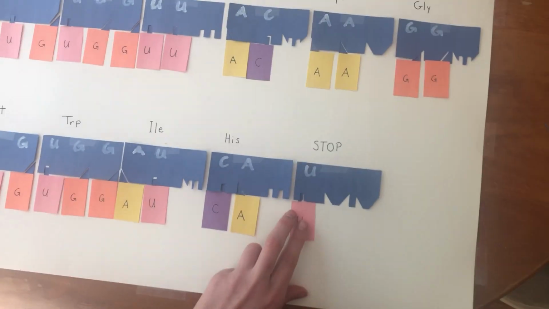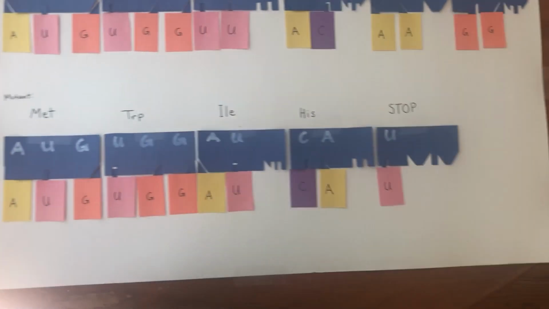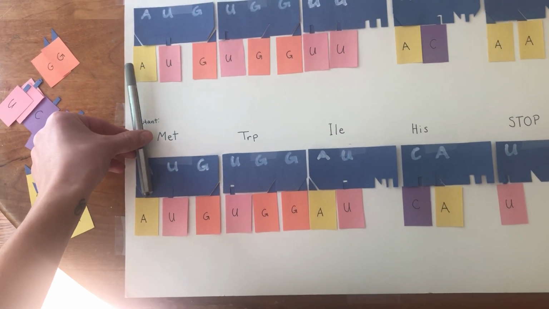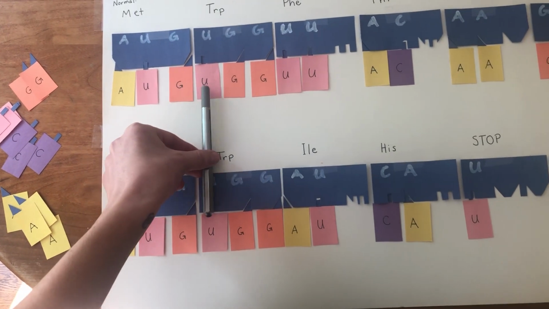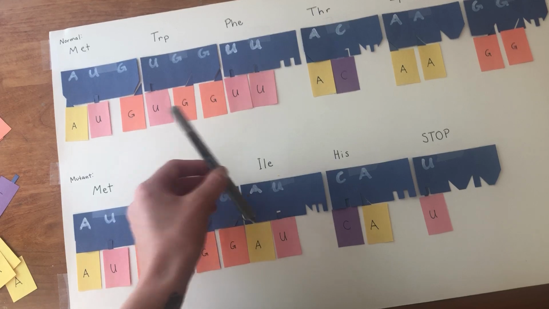So since we know that this is a frame shift mutation, we can try to figure out, is this an insertion or a deletion? So we'll look and compare what mRNA we have so far. AUG, UGG, and then up top we have a U and an A.